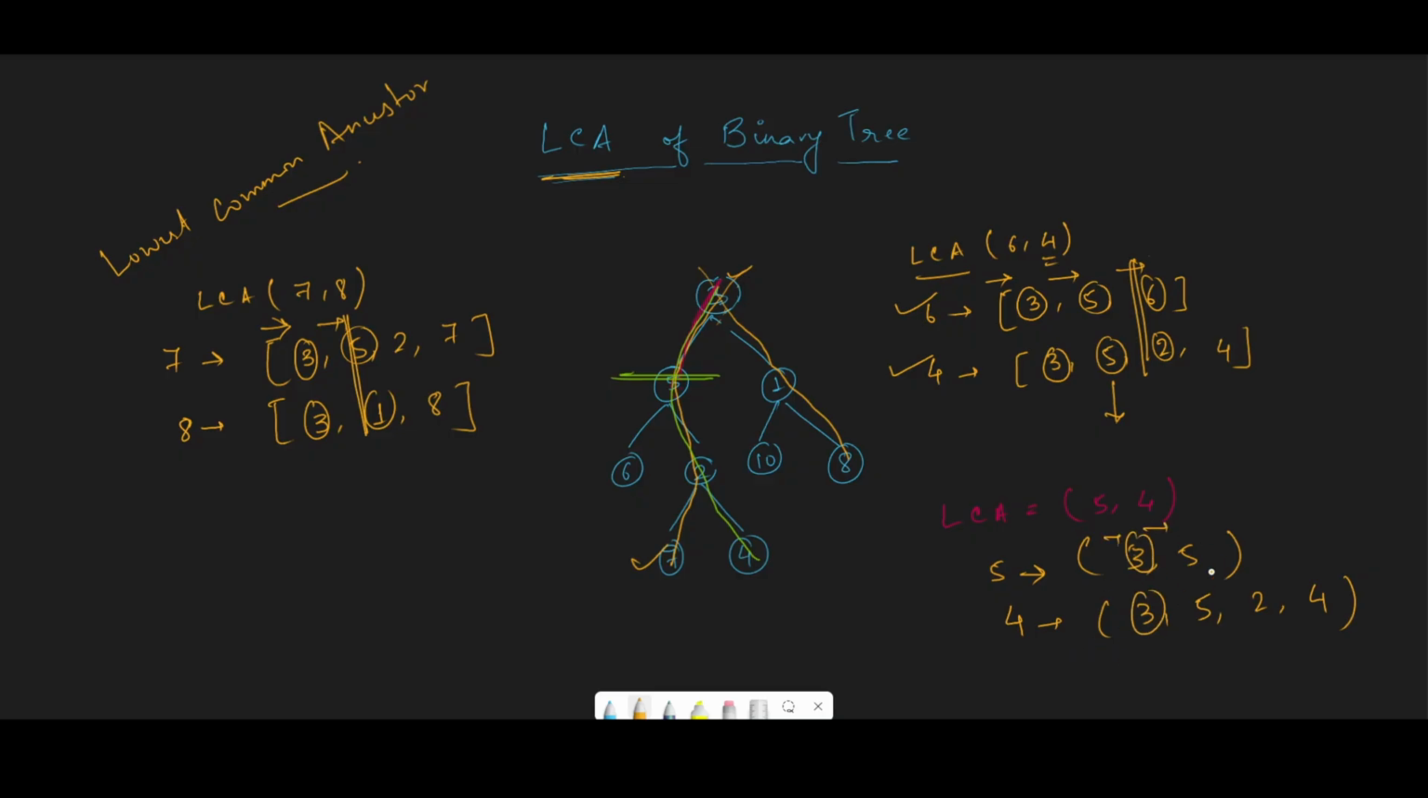Is this matching? Yes. We go further deep. Is this matching? Yes. We go further deep. This has 2, but here we have nothing, so this is not matching. We stop here and we take 5 as our lowest common ancestor. Note that a node is allowed to be an ancestor of itself.